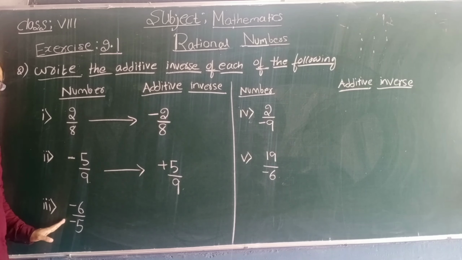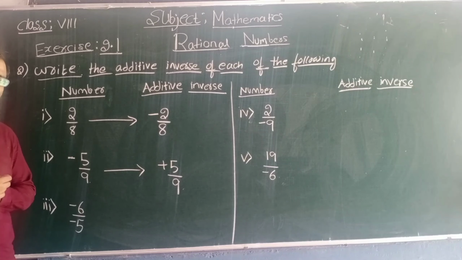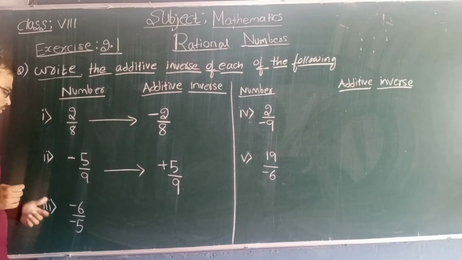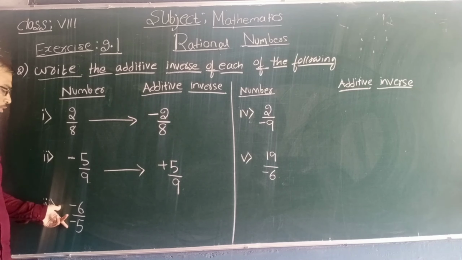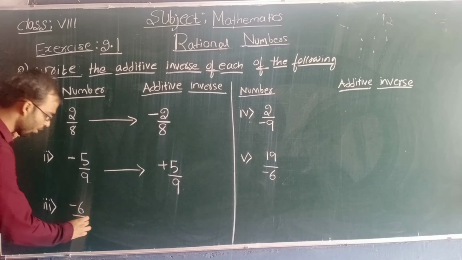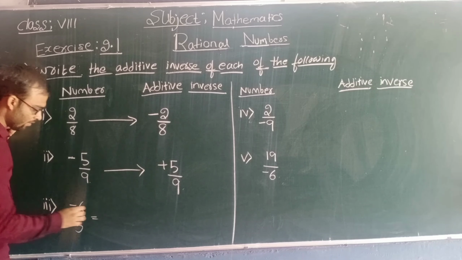So look at here students. Look at the third question. What do you think? Is it a positive or negative rational number? Minus 6 by minus 5. Is it positive or negative? Think. So it is not a negative rational number. It is a positive rational number. Why? Because look at here.